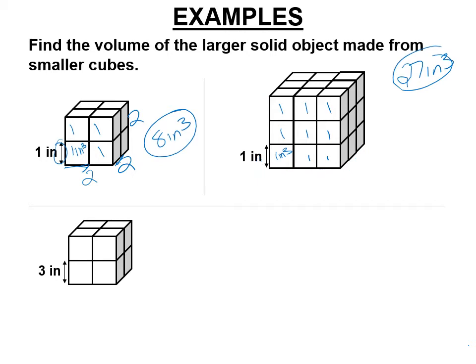Let's look at this one. So this one now is different. This one is 3 by 3 by 3. So this one right there is 27 cubic inches. And now there are 8 of them that are 27 cubic inches. It's the same picture as above, I just changed this dimension. So each of the 8 is 27 cubic inches. So it's 27 times 8 now. 8 times 7 is 56. 8 times 2 is 16. It's 216 cubic inches.